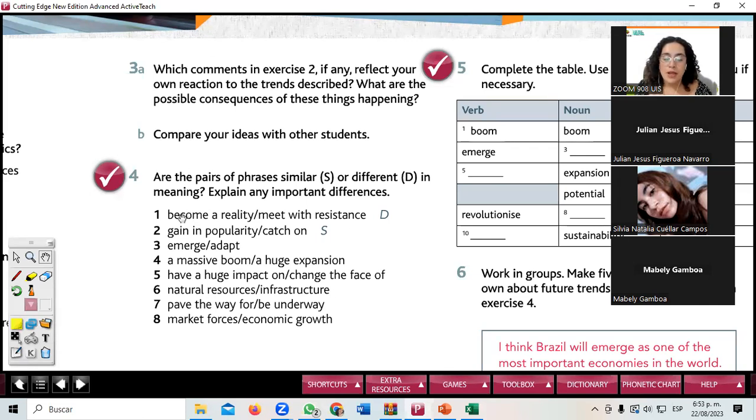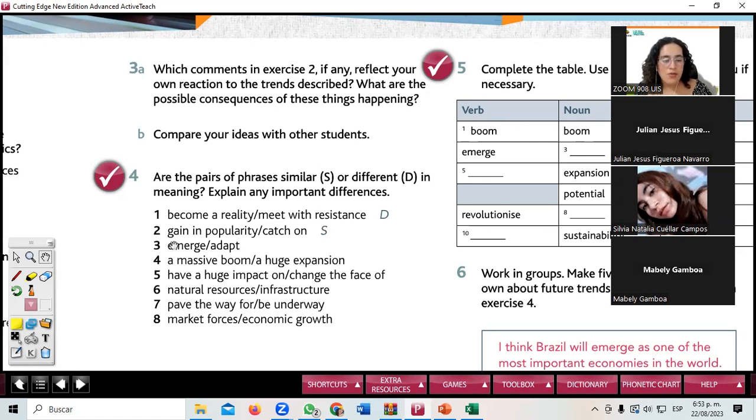For example, to become a reality versus to meet with resistance. These are different, these are opposite. Something becomes a reality, it is accepted, people want to do it. If you meet with resistance, it means there is opposition, that people do not want to do this, okay? So they are different. In the second one, to gain in popularity or to catch on, they are similar, right? When something becomes popular, it catches on. So this is different, these are similar.